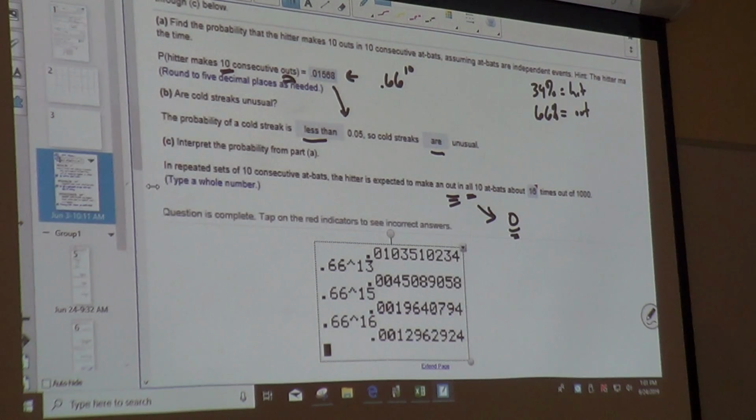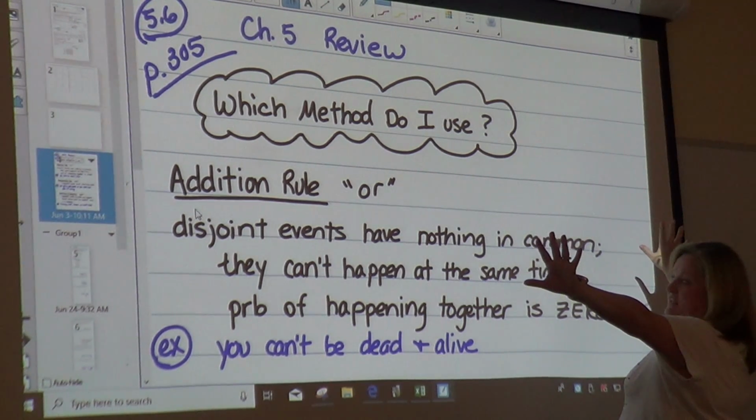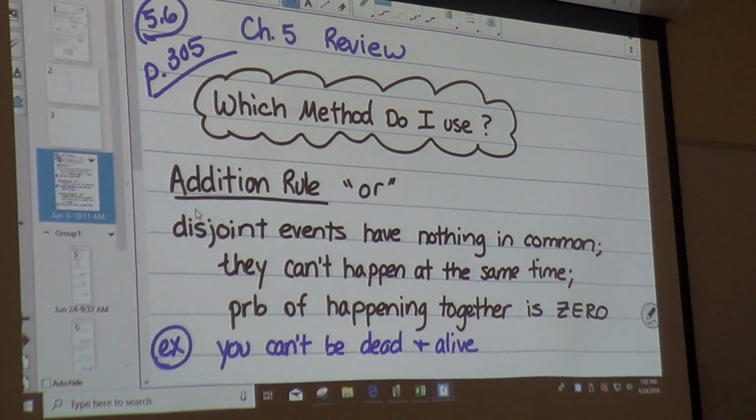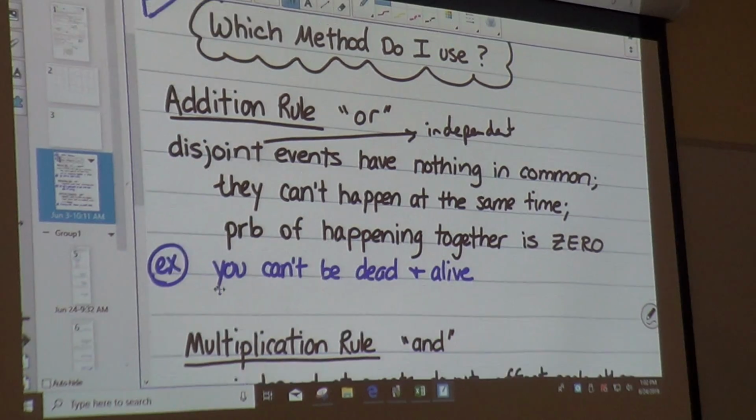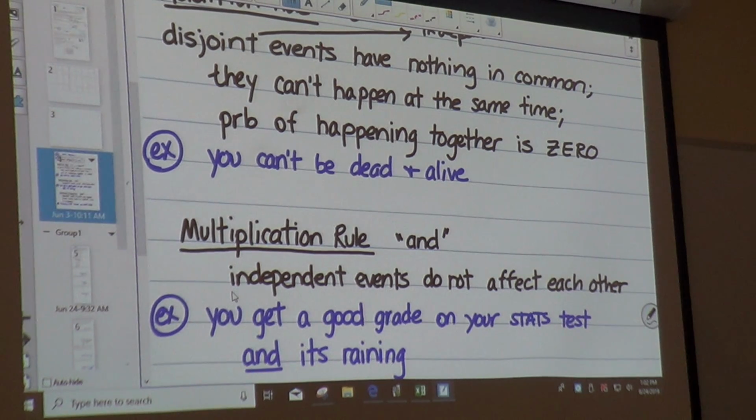All right, like I was saying, 5.6 is nothing more than reviewing. We said that disjoint events have nothing in common. You can't be dead and alive. You can't fail and pass. So disjoint events are the same thing as independent. They have nothing to do with each other. We've gone over these, I'm just kind of reviewing all of them at the same time. Multiplication, they're independent events, but they do not affect each other. You can get a good grade on your stats test, and it's raining. They have nothing to do with each other.